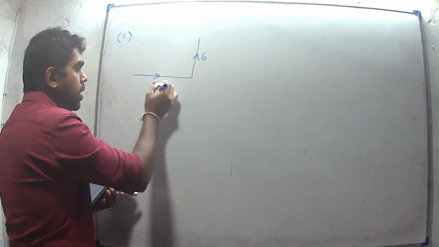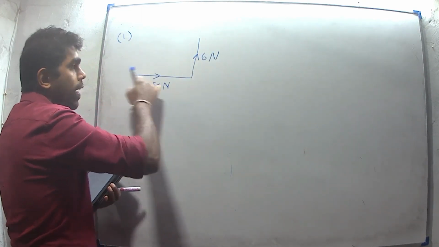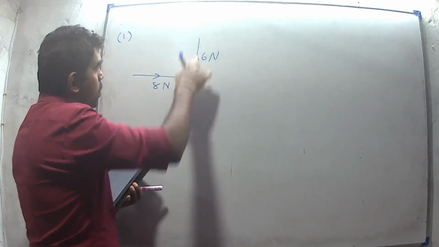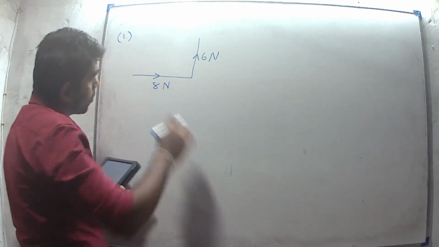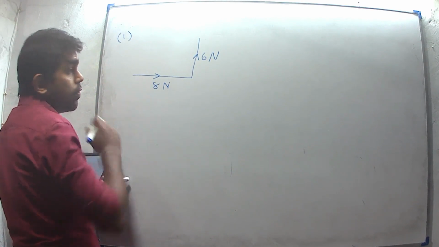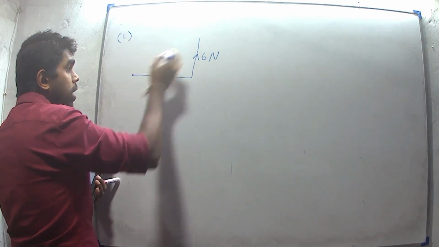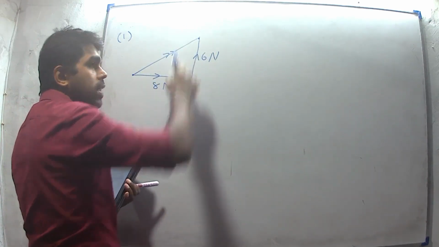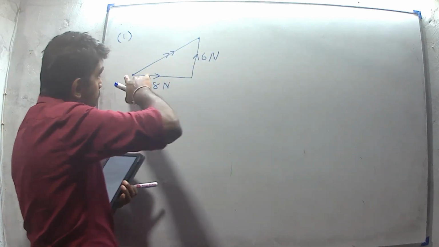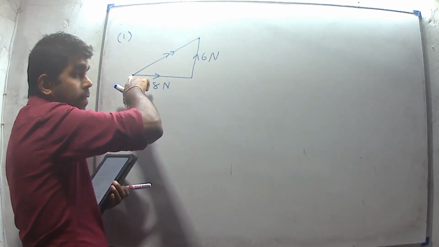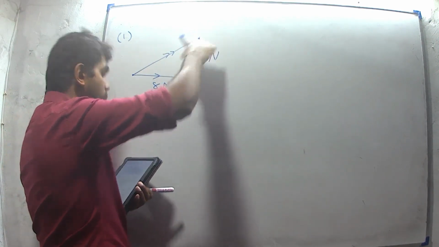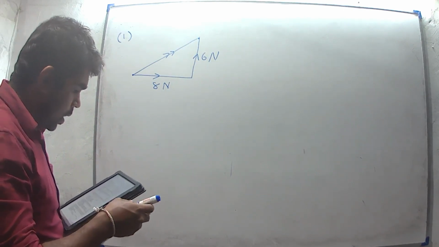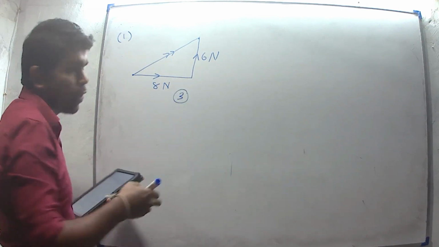If we can represent these two vectors by two arms of a triangle, the resultant vector should be the line joining the initial point and end point. 6 and 8 should be in the same direction and the resultant should be the line joining the starting point and end point. Therefore, we can consider the third answer is the correct answer for question number 1.